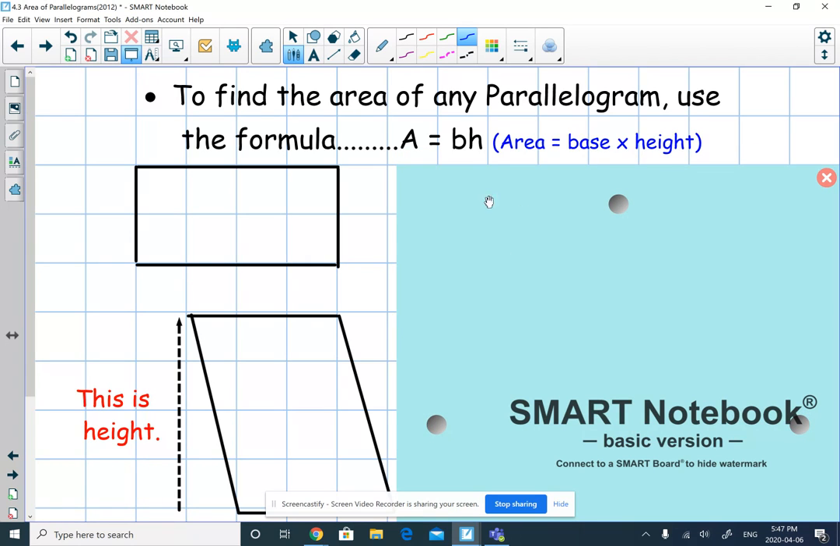So we're going to use the formula area equals base times height, or length times width, right? Same thing. They mean the same thing, length times width, or base times height. So this is the base, right? The bottom would be the base. And of course, height would be the distance from top to the bottom straight down.